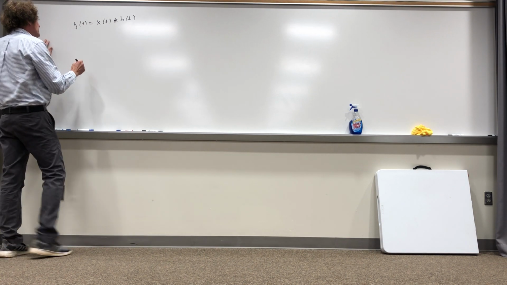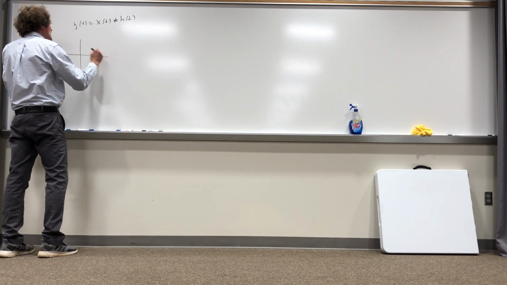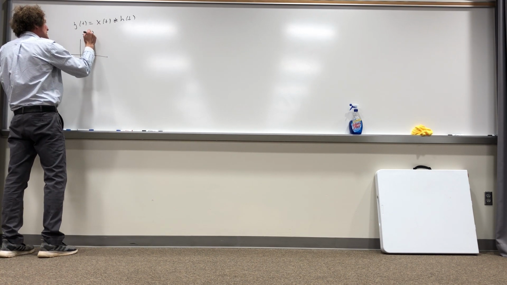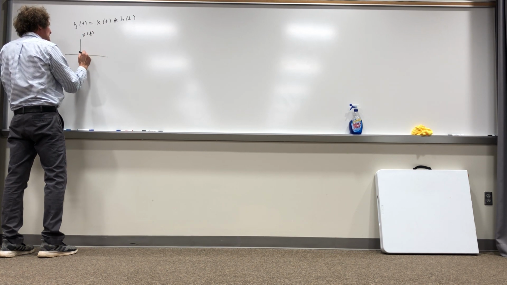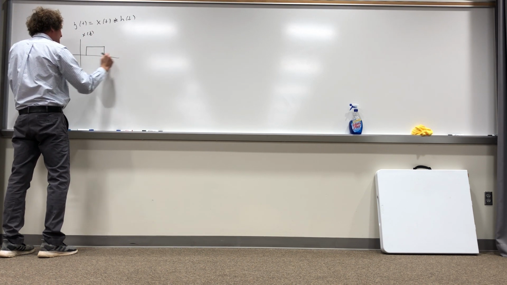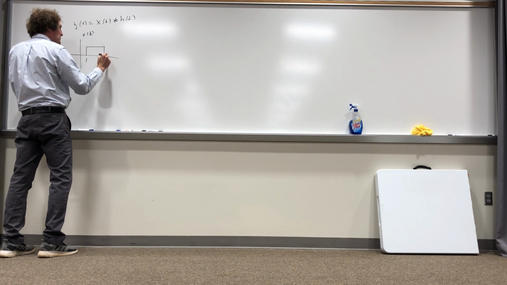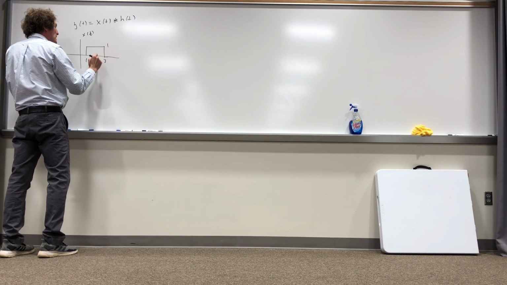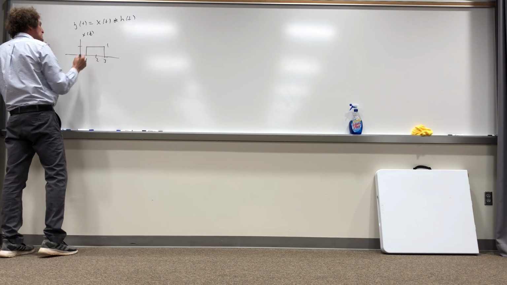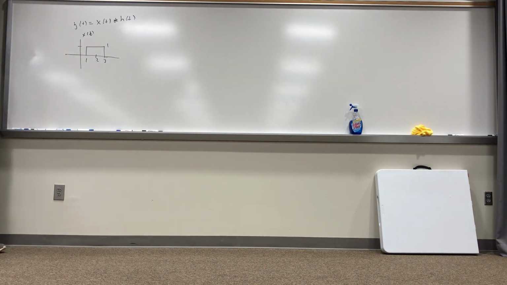The first is, if the first function you have, I'm going to call this x of t, is something like this. I'm going to give this a hard number, 1, and call this 3, with a height of 1. So that's my x of t. Does everybody see that, class?